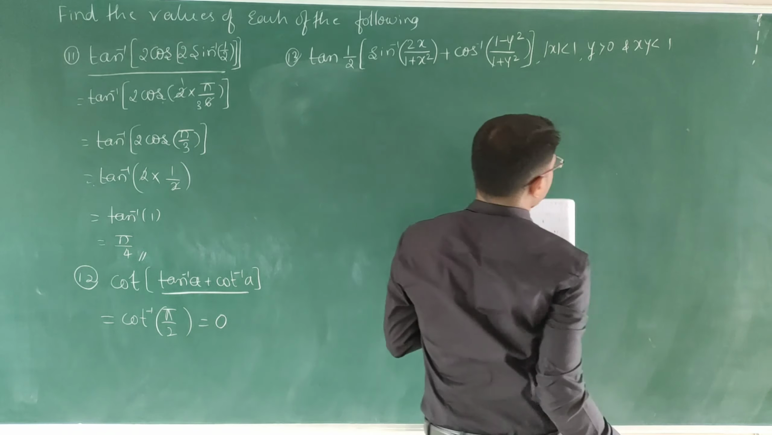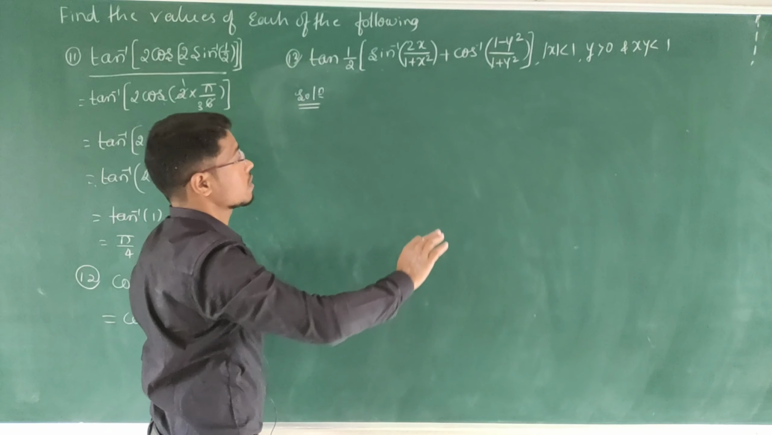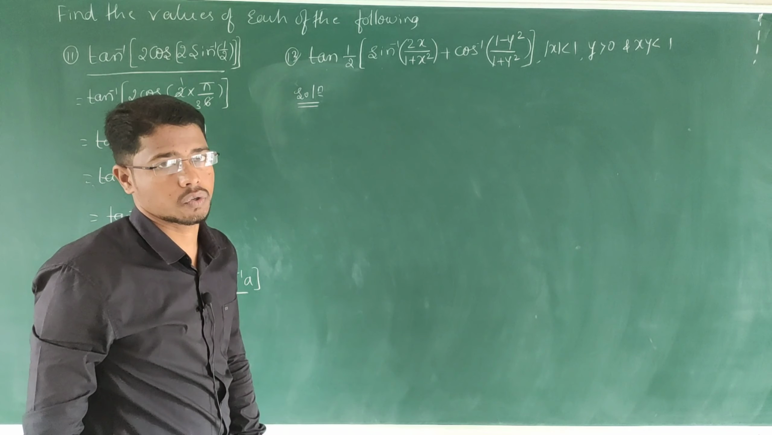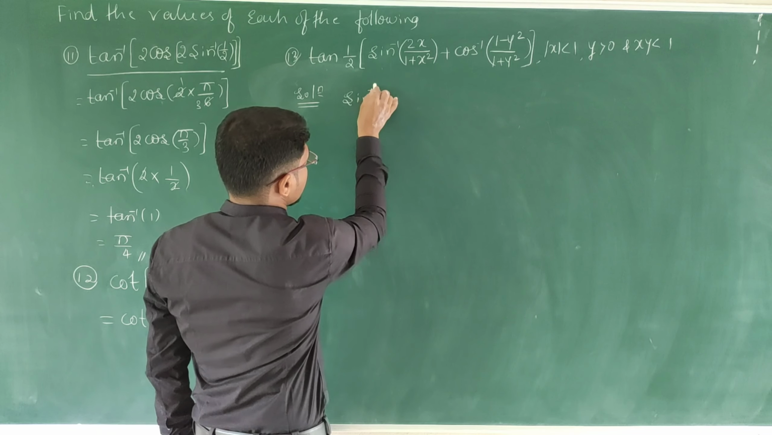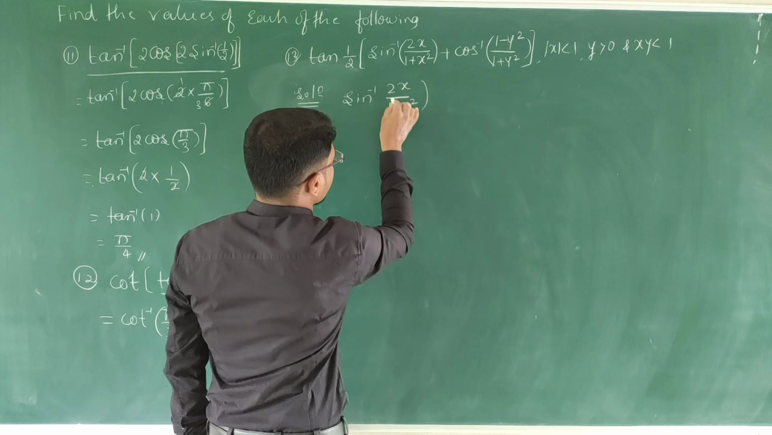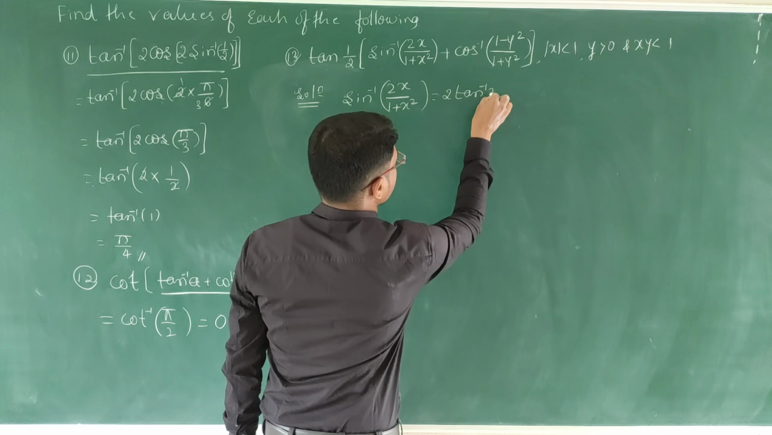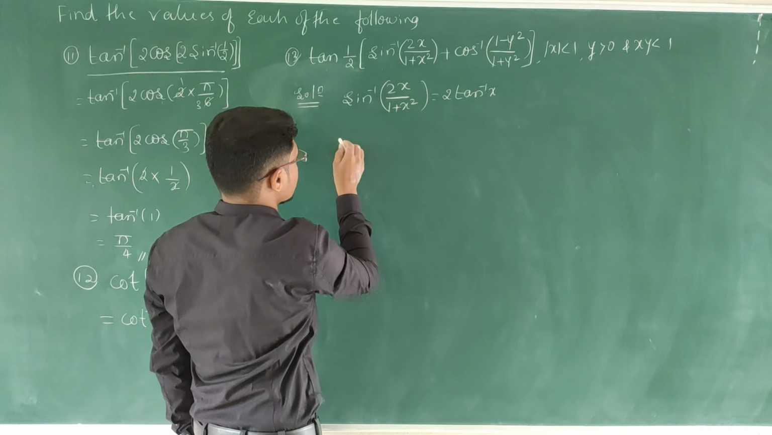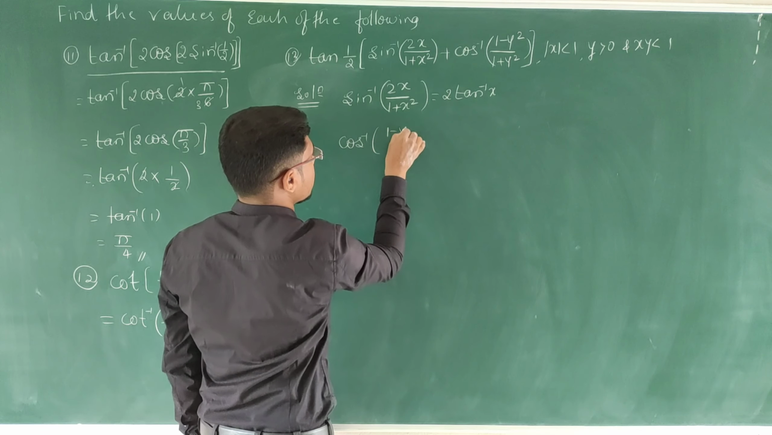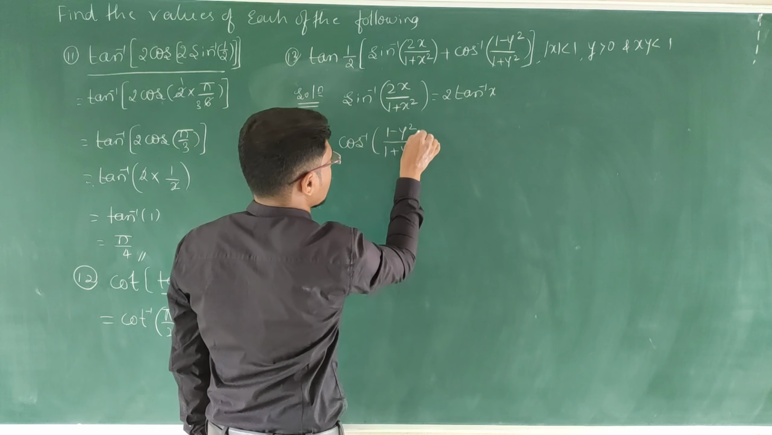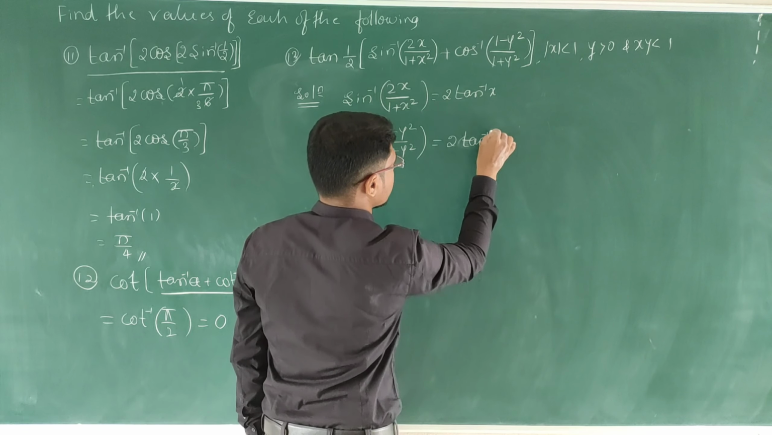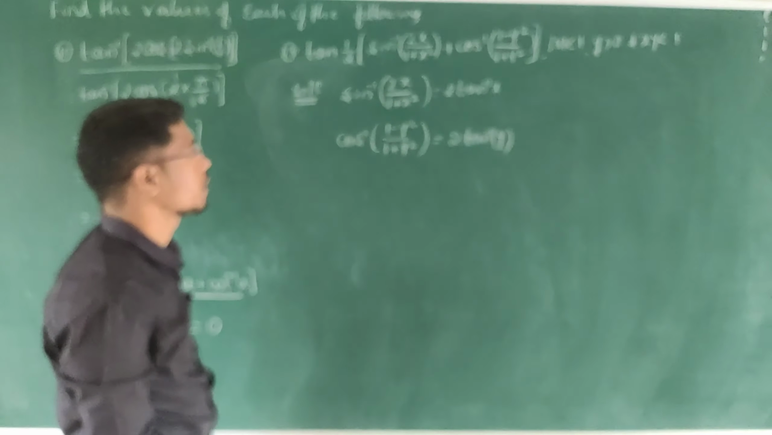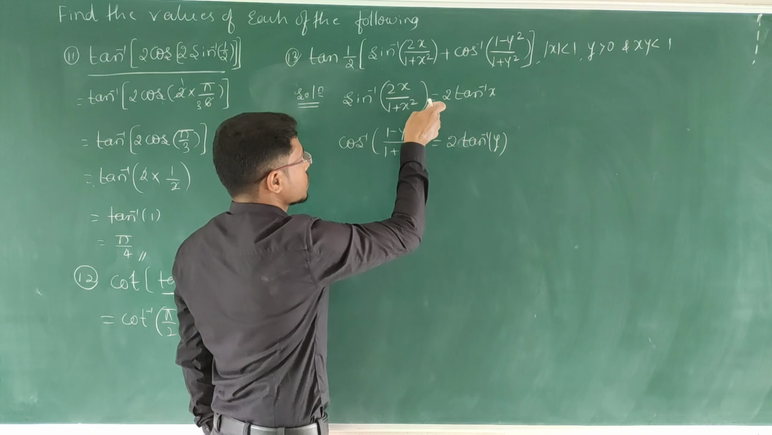Before proceeding to the actual question, we have tan, sin, cos, three trigonometric ratios in this. First convert all three trigonometric ratios to one single trigonometric ratio. We know that sin inverse of 2x divided by 1 plus x square is equal to 2 tan inverse of x. And cos inverse of 1 minus y square divided by 1 plus y square, in terms of tan, is 2 tan inverse of y. Okay, so both sin and cos are converted to tan. Now substitute these two in the question.